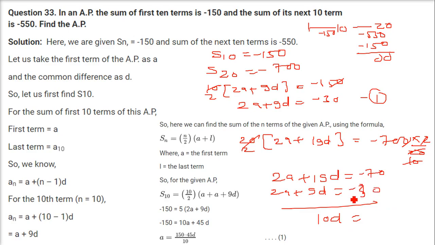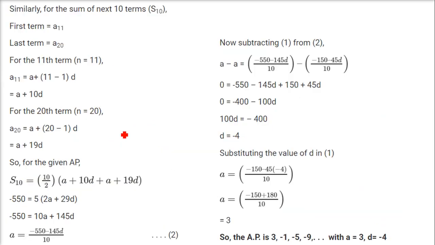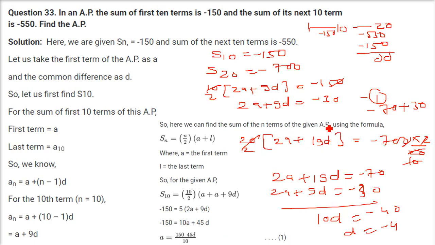Minus 70 minus of minus 30, it is going to be minus 40. So D is going to be minus 4. Let us see. D is going to be minus 4. And put it in any of the equations, this one or this one, right? So 2A plus 9 into minus 4 is minus 30.